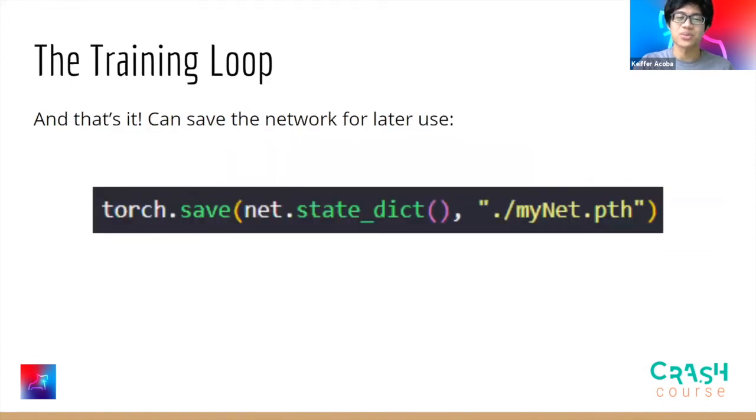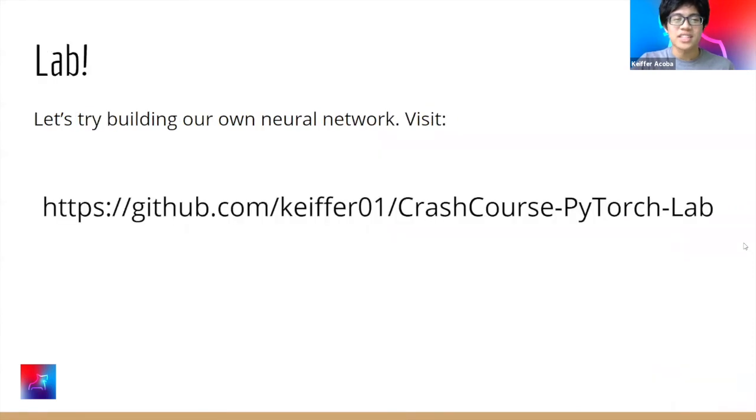That's how you train your network, and now you can actually just save the network. PyTorch has a nice save function. So torch.save, we get the state dictionary, and you give it the file path. So you can call it mynets.pth, and pth is just the extension we usually use to store PyTorch neural networks. So with that said, we can get to the lab.